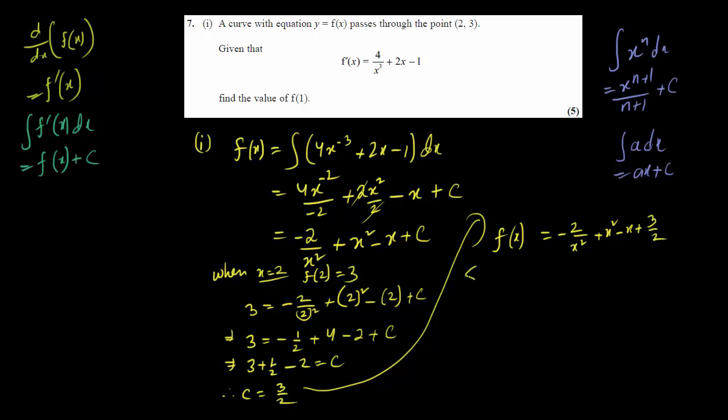Since we know f(x), the main question is find f(1). So f(1) would be equal to minus 2 by 1 squared plus 1 squared minus 1 plus 3 by 2. So minus 2 by 1 squared is minus 2, plus 1 minus 1 cancels off, and we have plus 3 by 2. Now 3 by 2 you know is 1.5. So 1.5 minus 2 is minus 0.5, which is minus half.